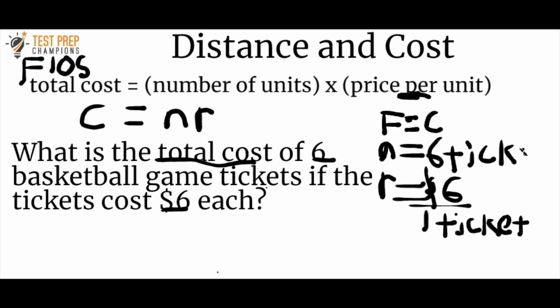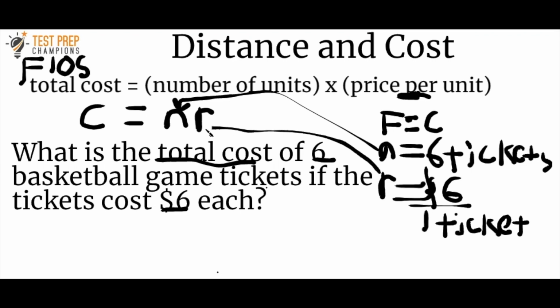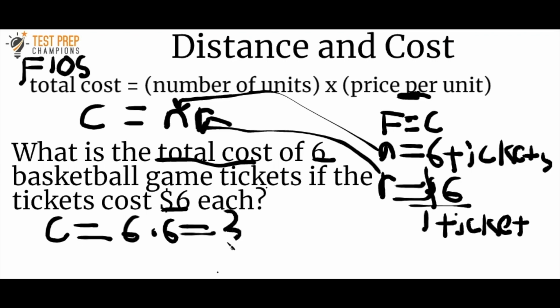So how would we find the cost here? Well, we just need to find C, so we just need to use the formula here, and we're going to take the N, which we know is 6, and substitute 6 in for N, and we're also going to take another 6 here and substitute that in for R. So if we do that, we would see that cost equals 6 times 6, and 6 times 6 is 36. So the total cost here is going to be $36 here.